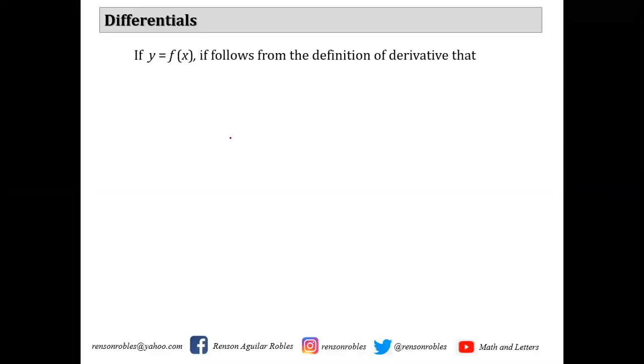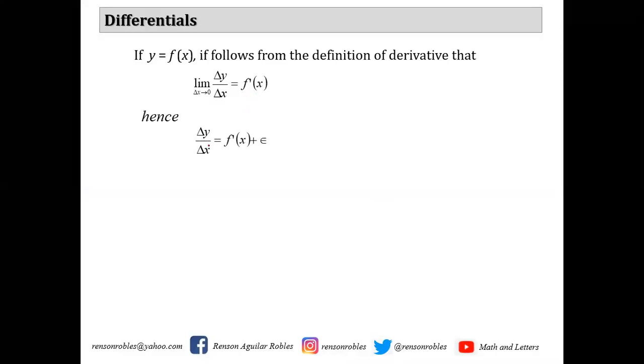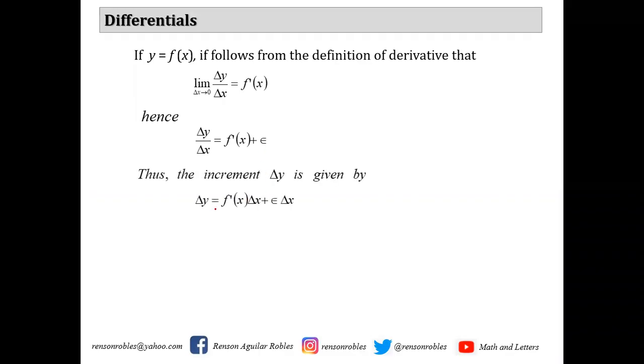So let us consider the function y equals f of x, and it follows from the definition of derivative and the meaning of a limit that the limit of delta y over delta x as delta x approaches 0 is equal to f prime of x, and hence delta y over delta x is equal to f prime of x plus epsilon. And this epsilon is a very, very small number as delta x is sufficiently small. Thus, the increment delta y may be written as delta y equals f prime of x times delta x plus epsilon times delta x.